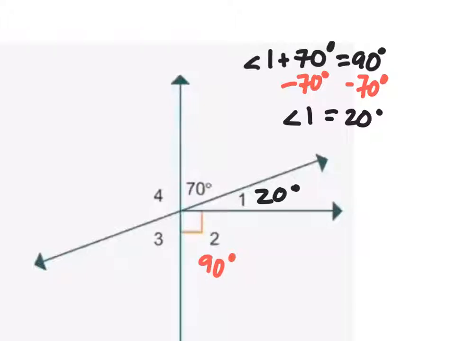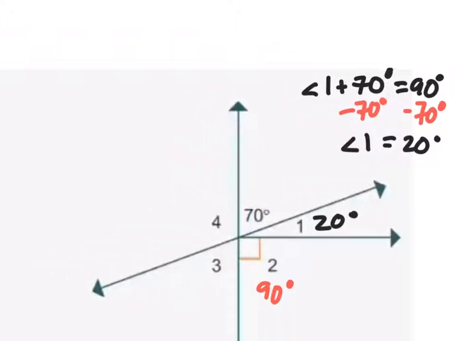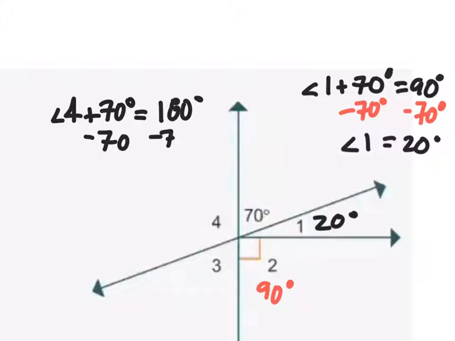Now the other thing that I know is that right here, this is a straight line. And I have these two angles here that are next to each other, whose non-common sides form a straight line. So these two angles are supplementary. They form a linear pair. So I'm going to set up an equation for that. I'm going to say angle 4 plus 70 degrees is equal to 180 degrees. And I'm going to subtract 70 from both sides, and I get that angle 4 is equal to 110 degrees.